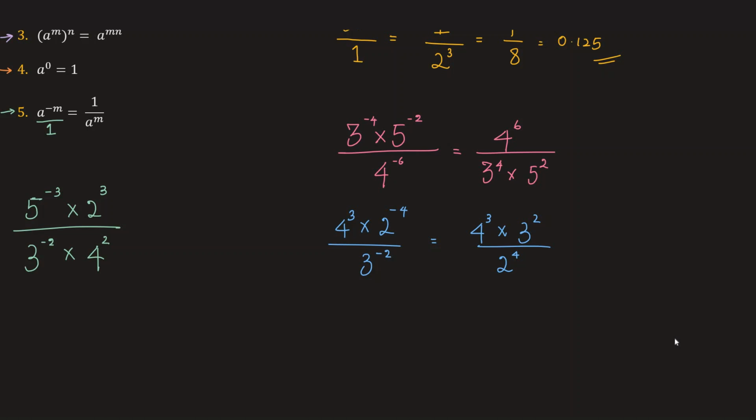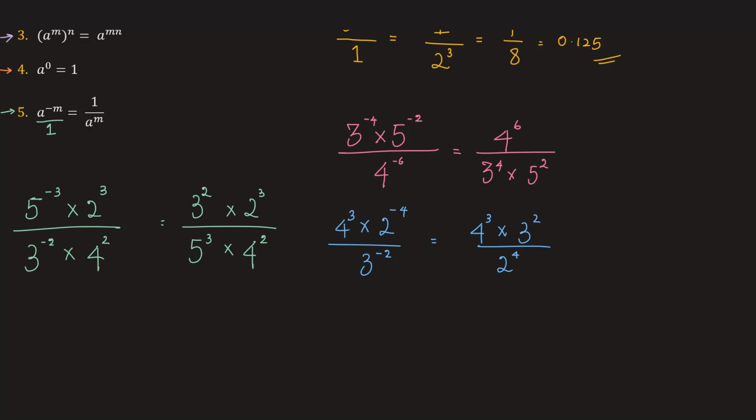So we keep the positive powers as they are. So 2 to the power 3 stays on top, 4 to the power 2 stays at the bottom. However, we can switch the negative powers. So 5 to the power negative 3 becomes 5 to the power 3 at the bottom. 3 to the power negative 2 becomes 3 to the power 2 at the top.